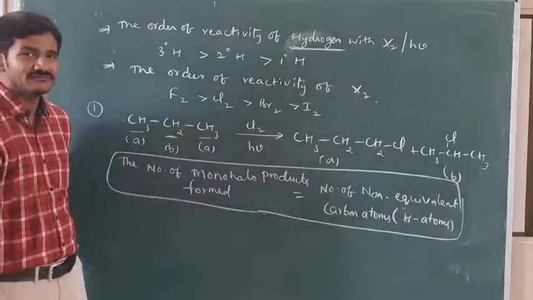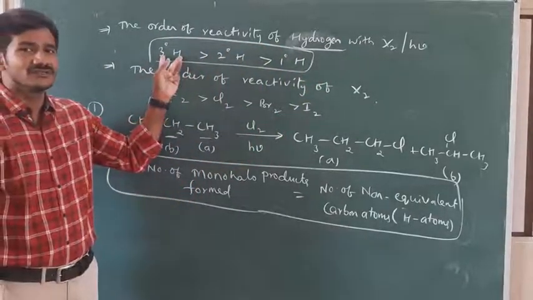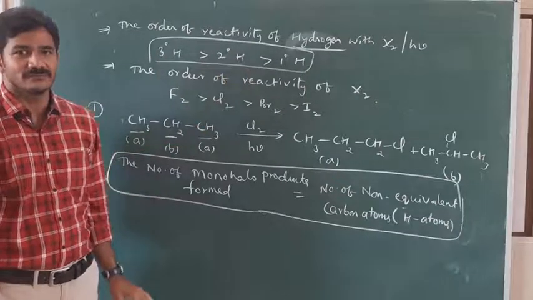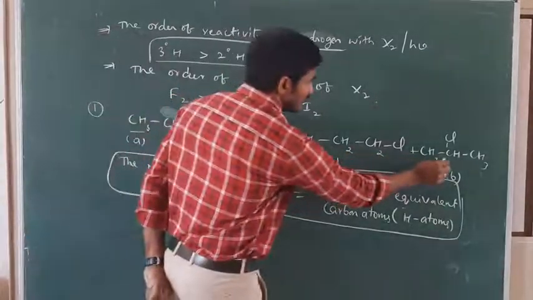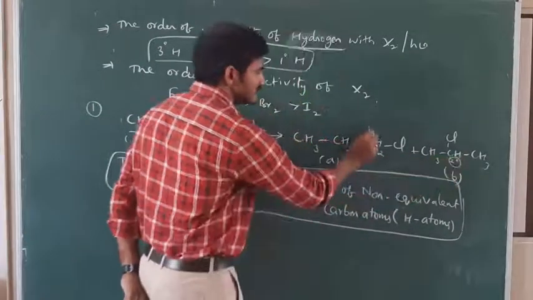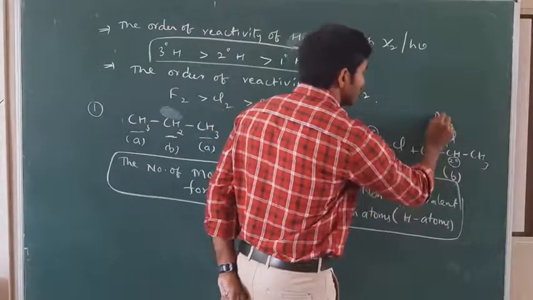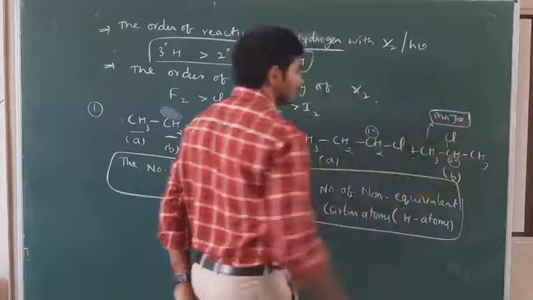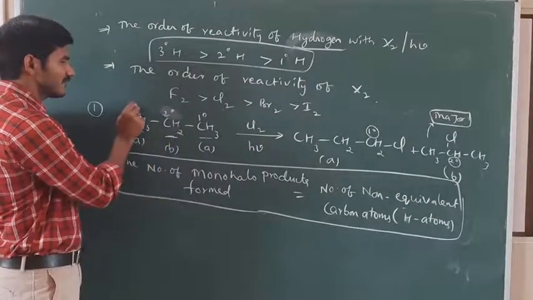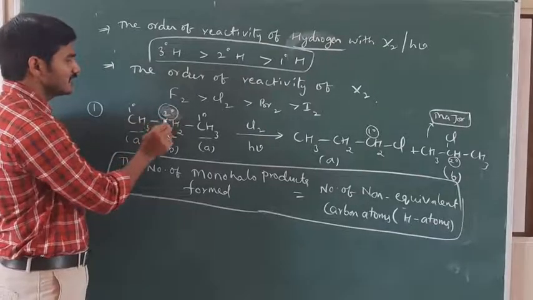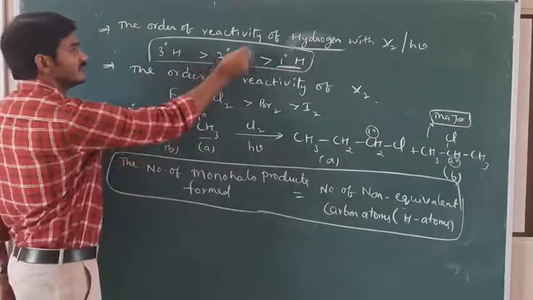Okay, which is major? You have to understand this order. Tertiary hydrogen is more reactive than secondary hydrogen, which is more reactive than primary hydrogen. Here you can see this carbon is secondary and this is primary carbon. Which is more stable? Secondary. So this can form as the major product. Secondary hydrogen is more reactive than primary, which is why it forms the major product.